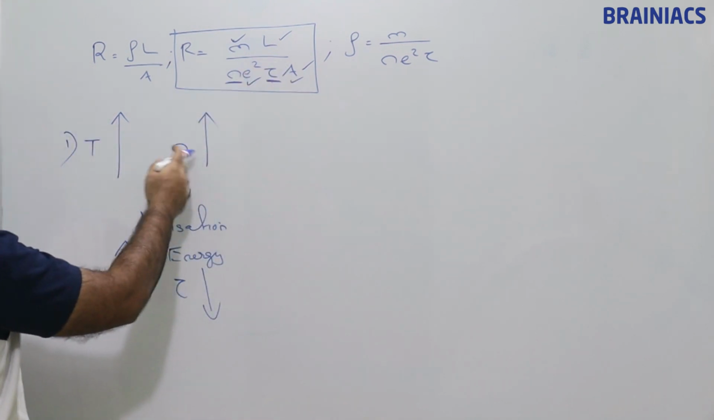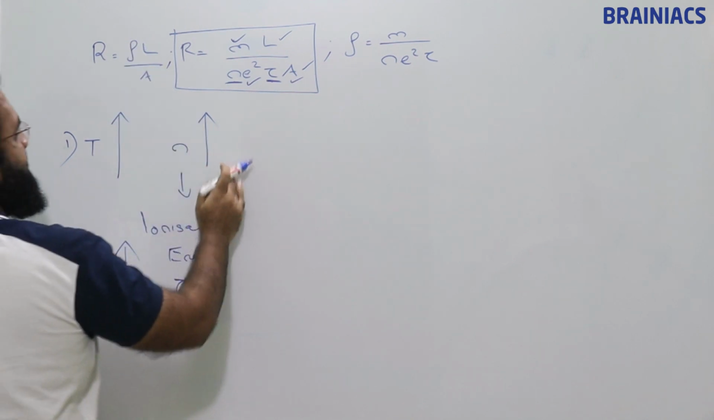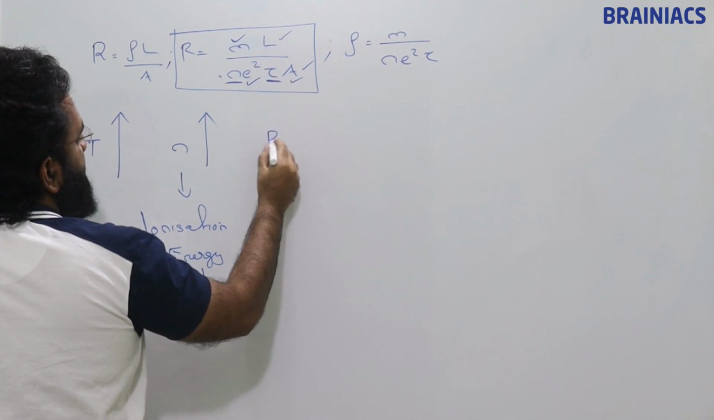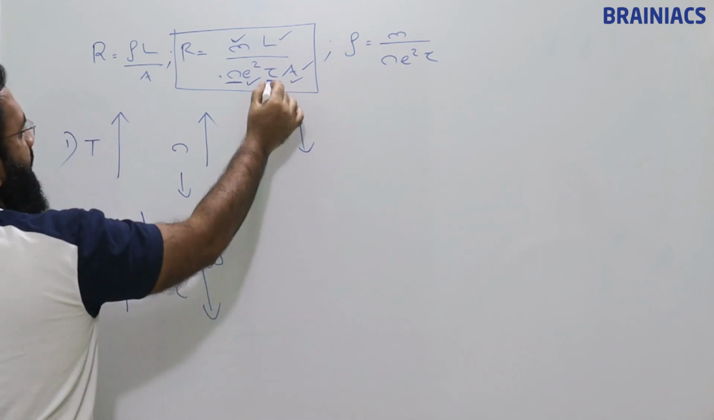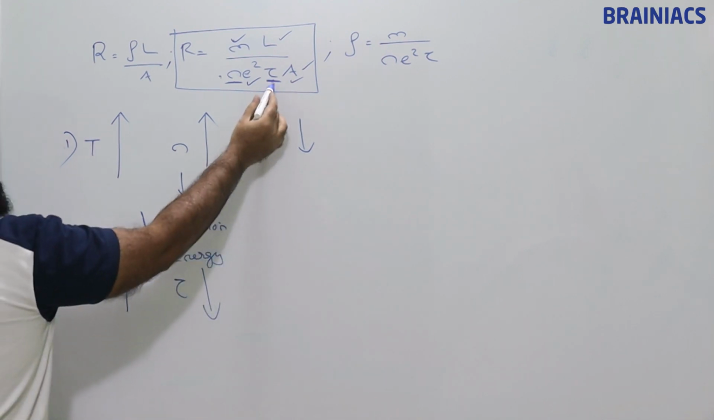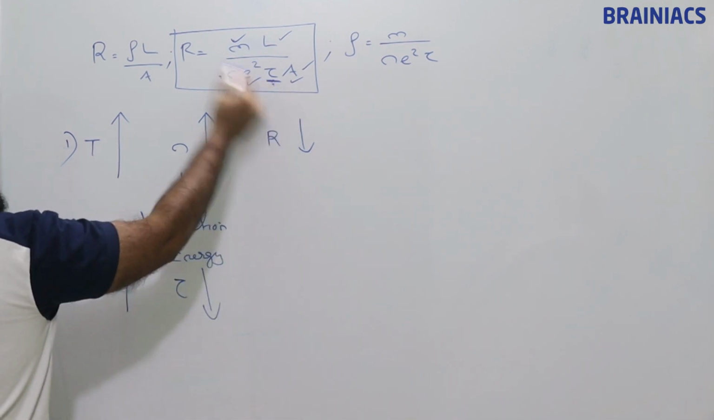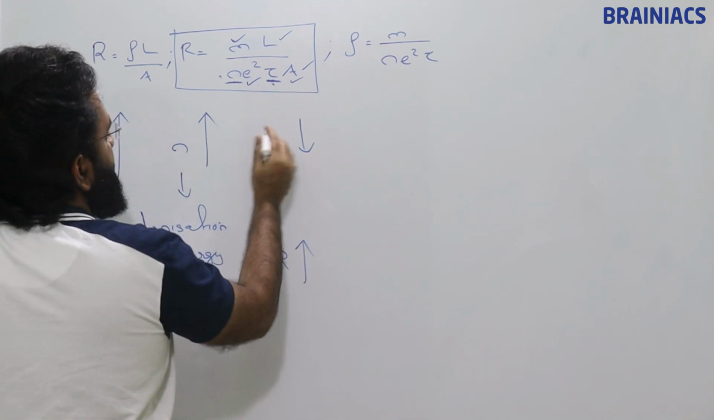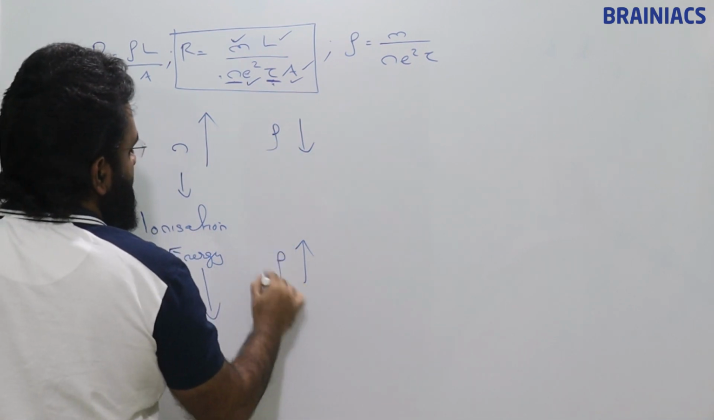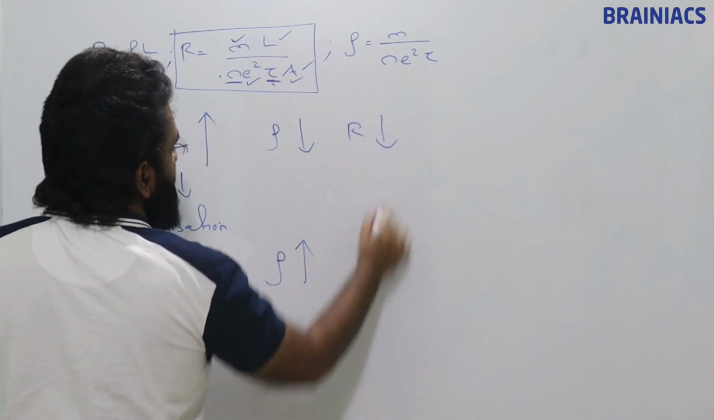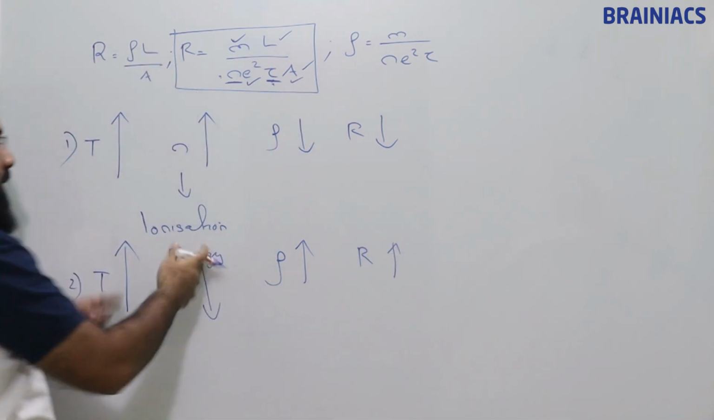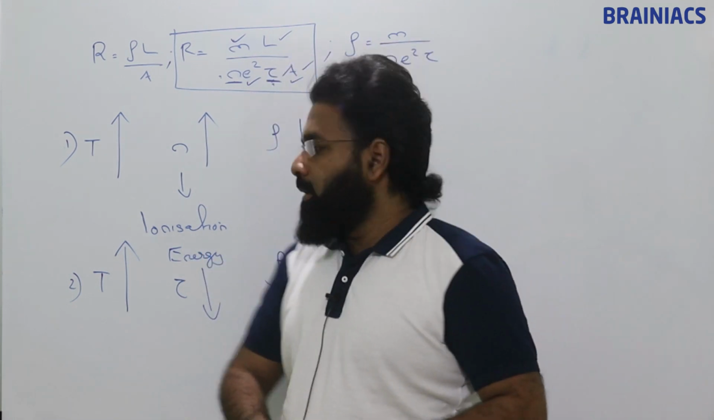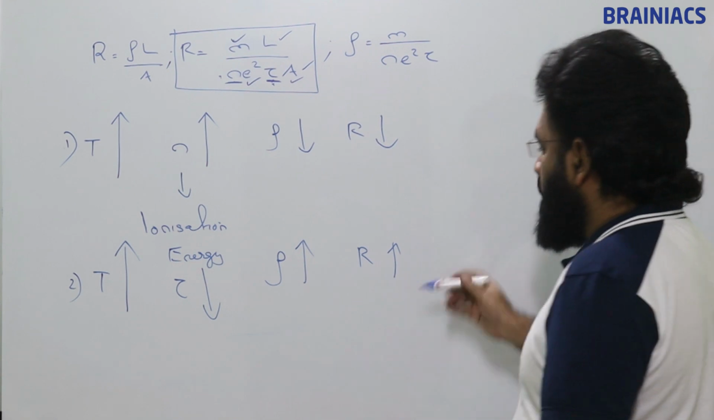Now if temperature increases, N increases, N is in the denominator, so what will happen to resistance? Resistance will decrease. Now if relaxation time decreases, what will happen to resistance? Resistance increases. Or we can say resistivity increases here, resistivity decreases there. Now here there is a fight between these two things. So which one will dominate? Here this will dominate.